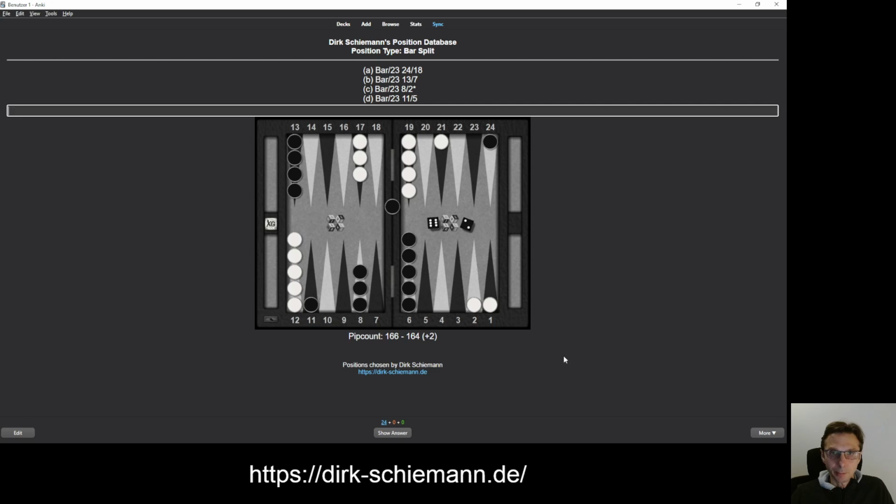But let's continue with the positions. So now again a 6-2 to play, and again one choice is splitting to the bar. The problem you have with splitting to the bar here is that first of all, you have the checker on the 23. Ideally, you want to have the other checker on the 24. That makes it easier for your opponent to attack on the 23.